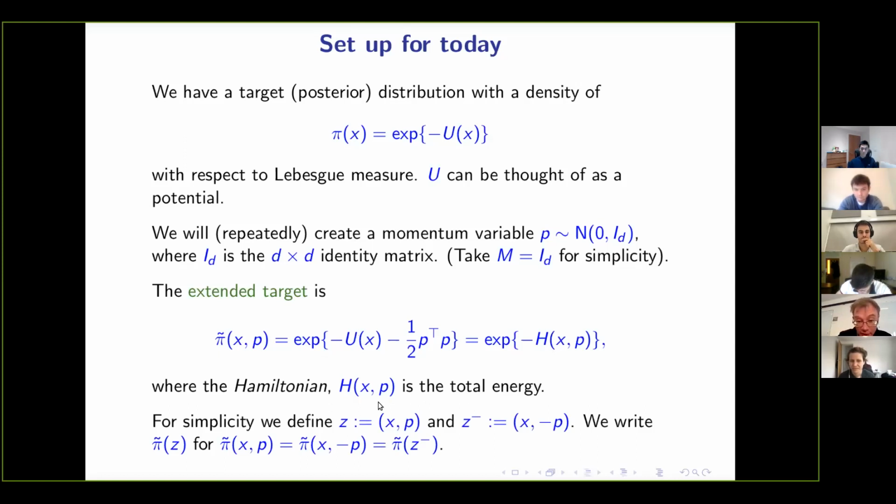A few bits of notation I'm going to use. I will remind you about these, but the position and momentum is really what we're thinking of as a point, and I'm going to call that Z. And we're often going to be flipping the momentum. So I'm going to call Z minus the same as Z, but with the momentum flipped. I'm going to write pi tilde of Z for pi tilde of x, p. And obviously, if you flip the momentum, then p transpose p hasn't changed. So the pi tilde is the same. Okay.